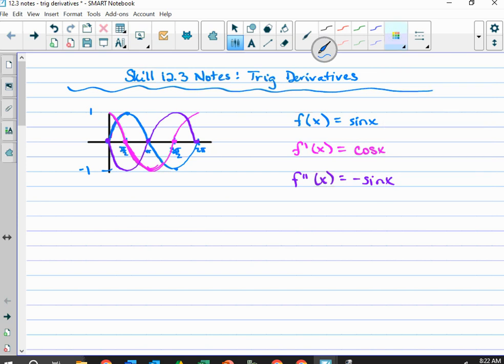All right, so we're actually going to go through all the different trig derivatives, not finding them graphically. I'm just going to tell you what the rest of them are. We can find them by taking the derivative of different things, but we're just going to go ahead and list all 6 of them.